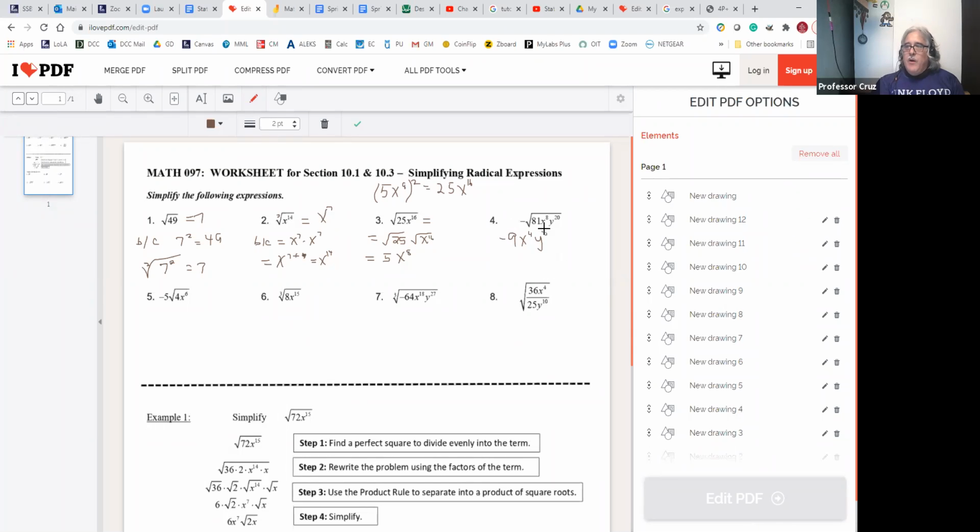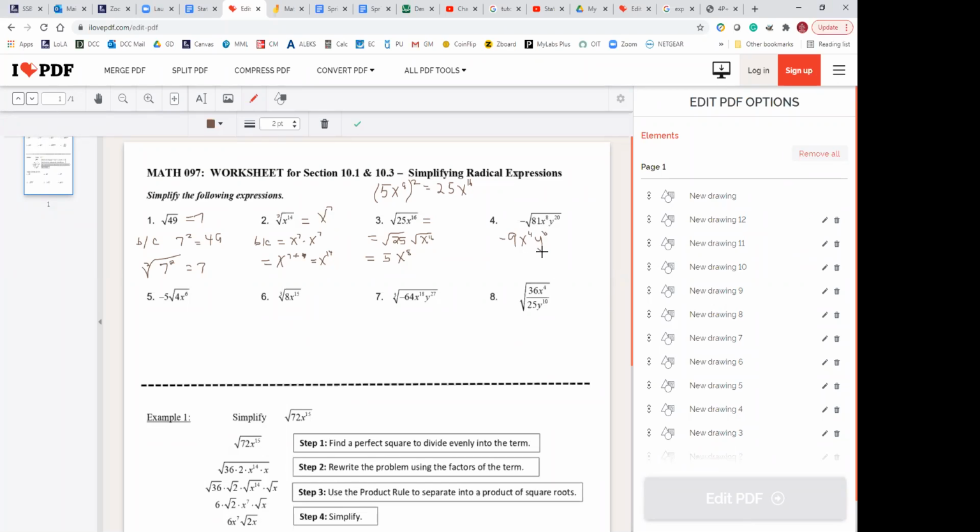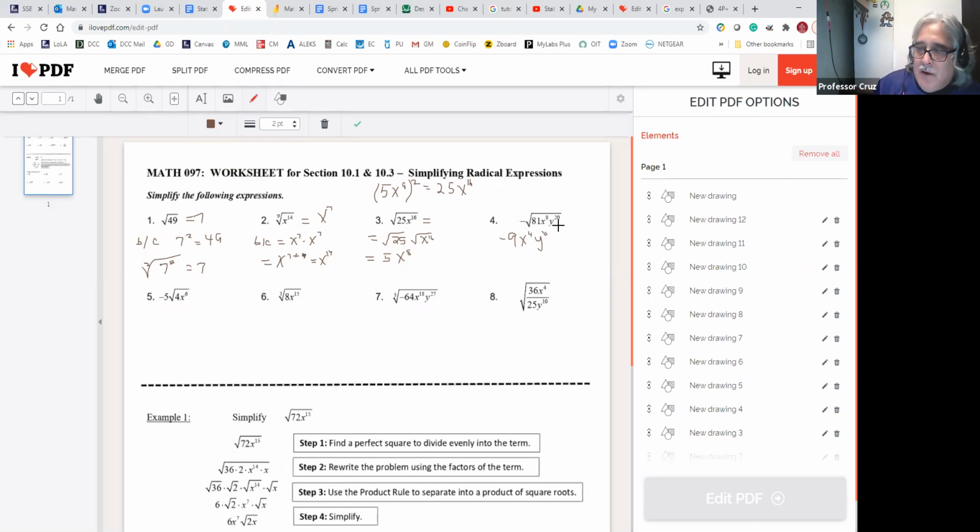And so if we square this part, in other words, 9 times 9 is 81. X to the 4th times x to the 4th is x to the 8th. Y to the 6th, y to the 10th times y to the 10th gives us y to the 20th. But this is negative because that negative sign is sitting out in front. So it's going to negate whatever comes out. Something very similar is going to happen with number 5. Give that a try and see if you can do that.